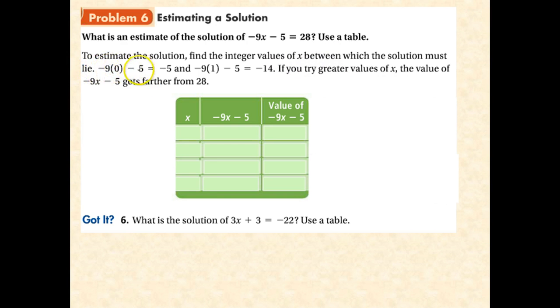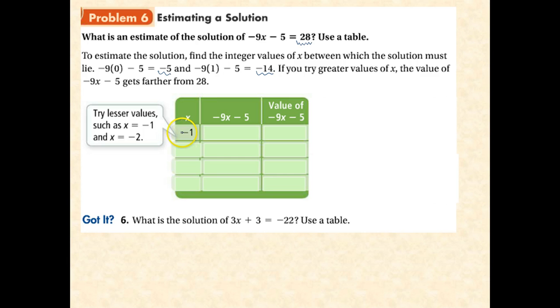Negative 9 times 0 is 0. 0 minus 5 is negative 5. Negative 9 times 1 is negative 9. Minus 5 is negative 14. So as the x values get bigger, our y values get more and more negative. But we're trying to get it to equal something positive. So instead of going from 0 up to 1 and keep going that way, let's use some lesser numbers like negative 1 and negative 2.